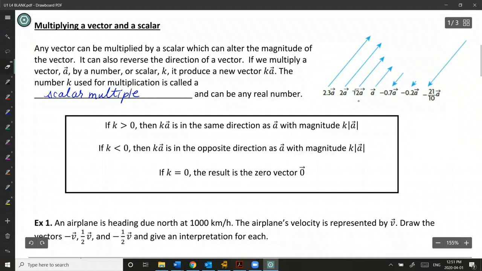I also mentioned above that your scalar can be any real number, which also includes 0. So if k happens to equal 0, the result will be the 0 vector.